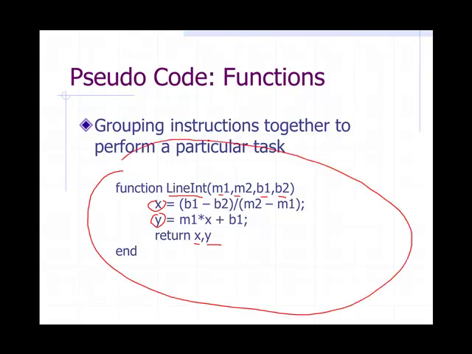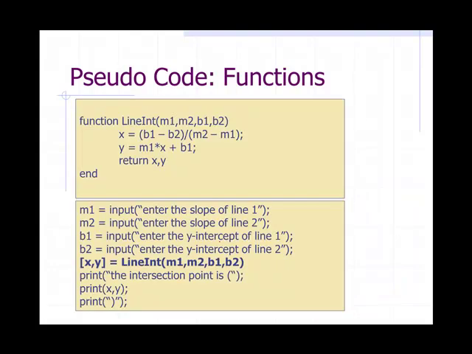So this now is a function. This is a container that holds code. You pass some stuff into the function, and you get something out of the function. In this case, you pass in the slopes 1 and 2, and the y-intercepts, and you get out the intersection point. Now let's see how you use this.